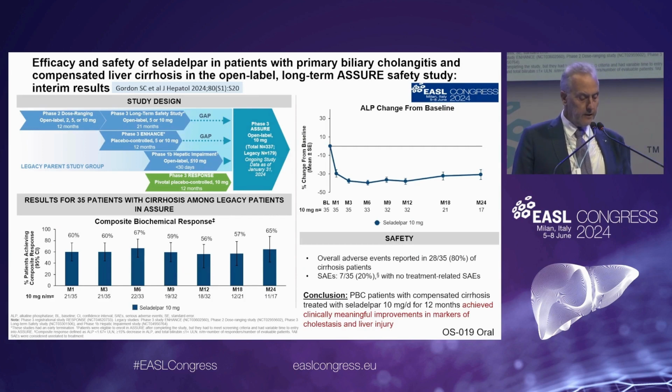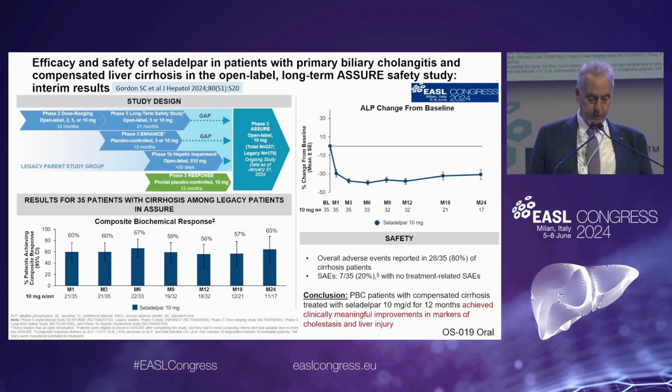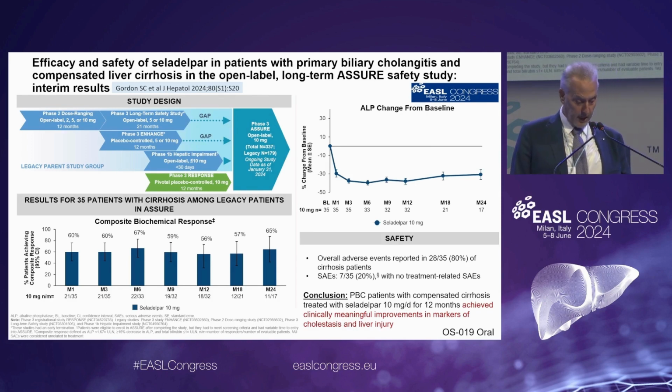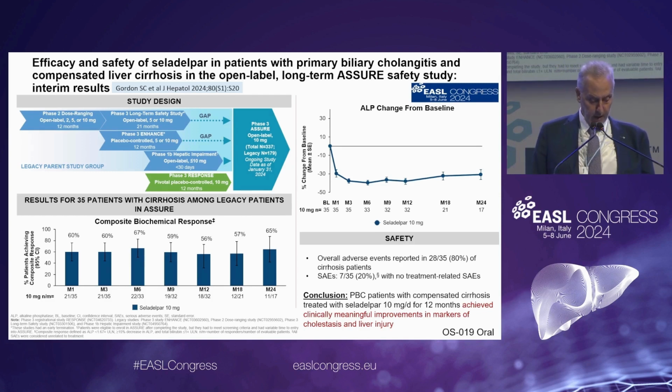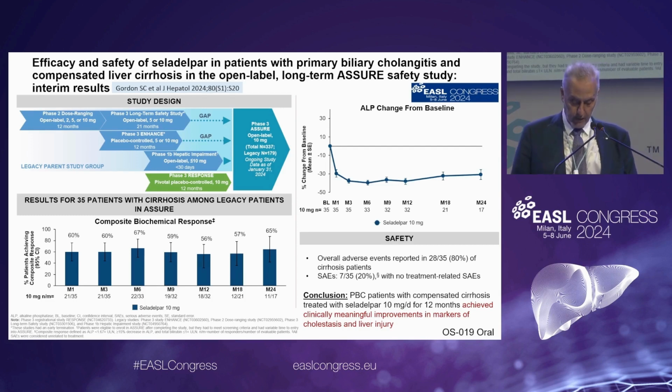Here are the interim results of an ongoing open-label long-term ASSURE safety study of seladelpar in patients with PBC and compensated cirrhosis. And you see here, in 35 patients with cirrhosis at baseline, the excellent results regarding the composite biochemical response and also the changes in alkaline phosphatase from baseline values in the long term.